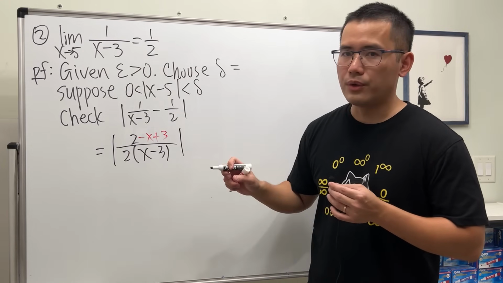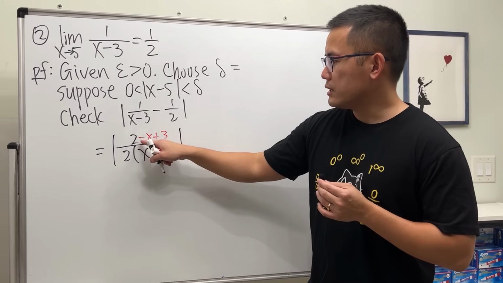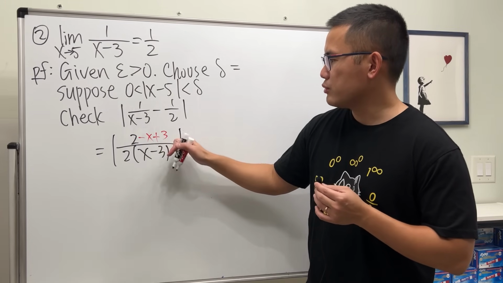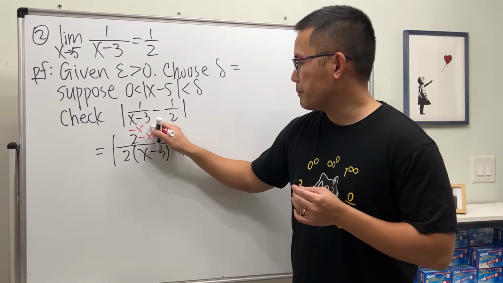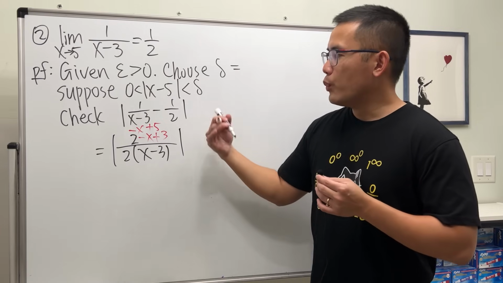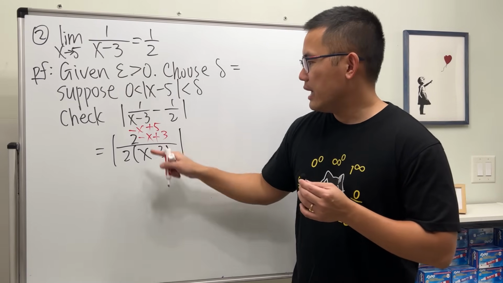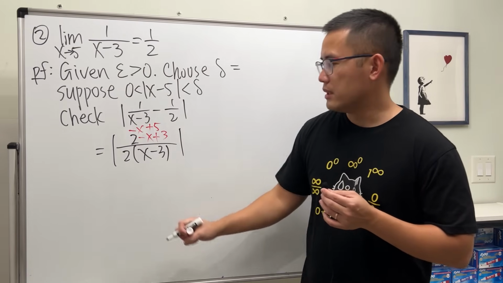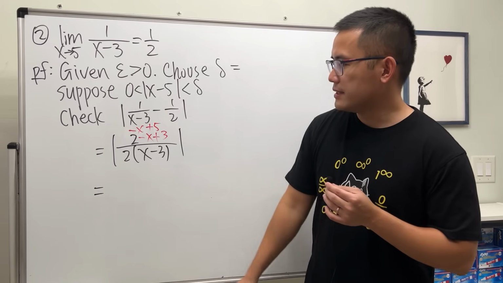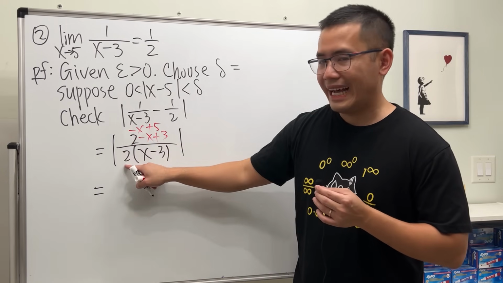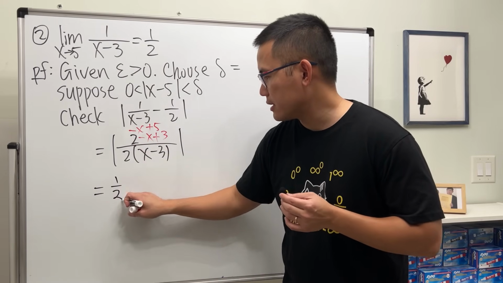Still maintain the absolute value. Now on the top though, we see that we have 2 minus x plus 3, so that's minus x and then plus 5. We can factor out a negative, and the negative in the absolute value doesn't matter. So in fact, let's write this down. We have 1/2 is just a constant, so I'll keep it like this.